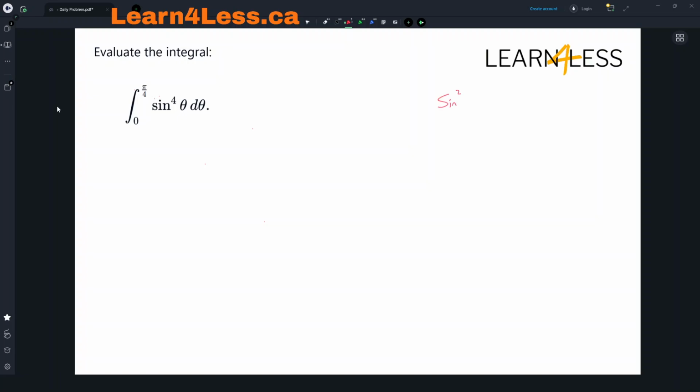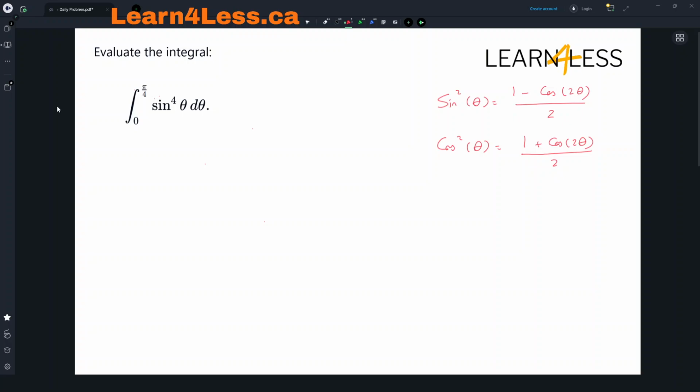First one is sine squared of theta is equal to 1 minus cos of 2 theta over 2. And the other one is cos squared of theta is equal to 1 plus cosine of 2 theta over 2. Just pay attention that these two equations are very similar, just the sign is different. And these are referred to as half angle identities.